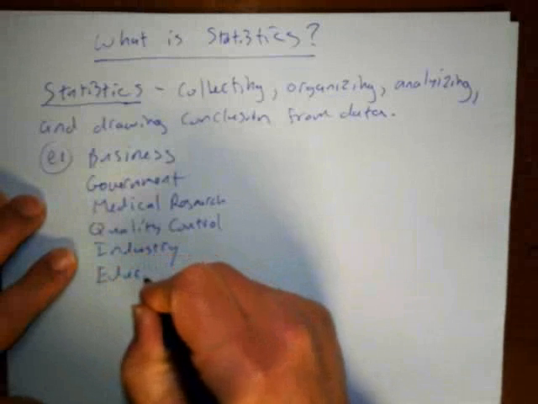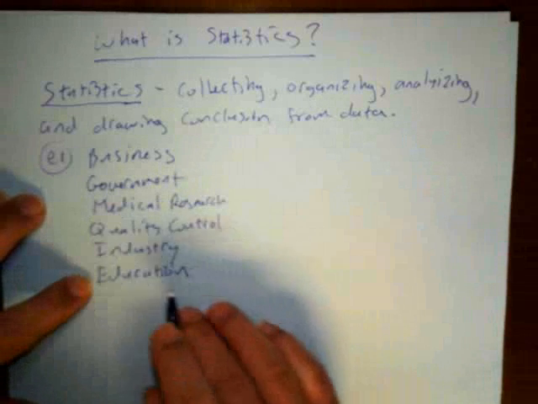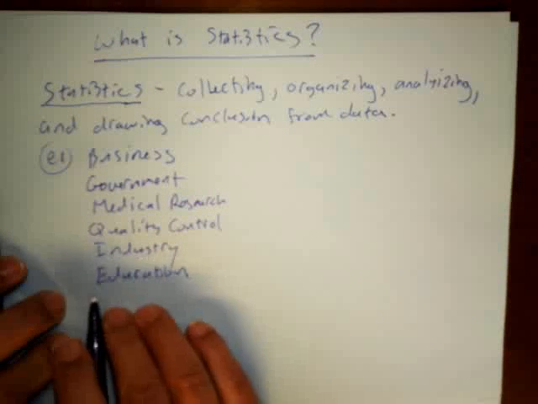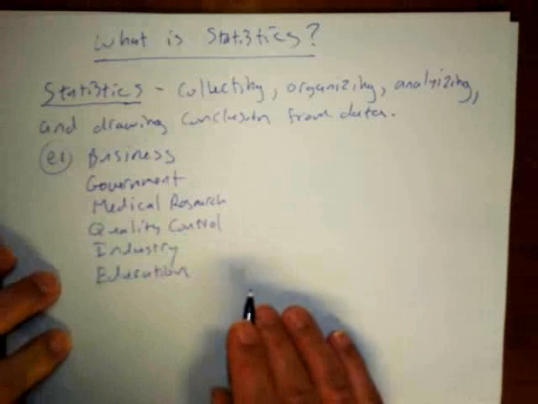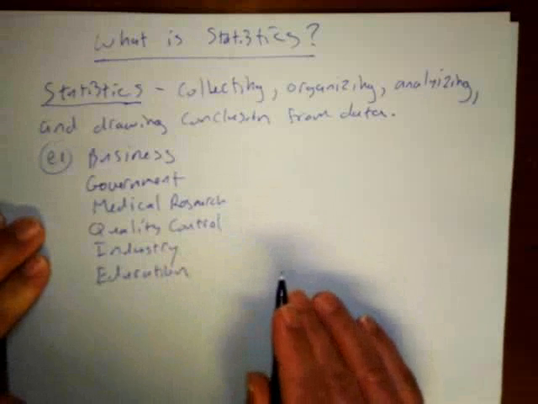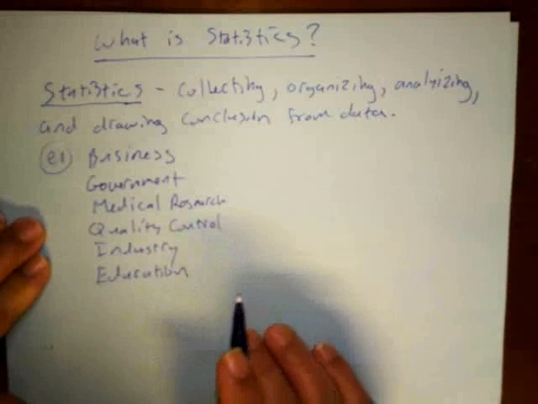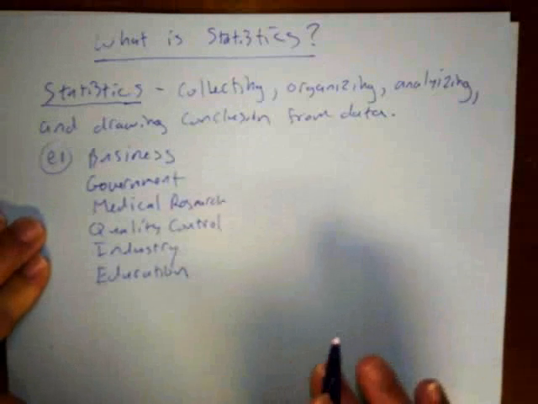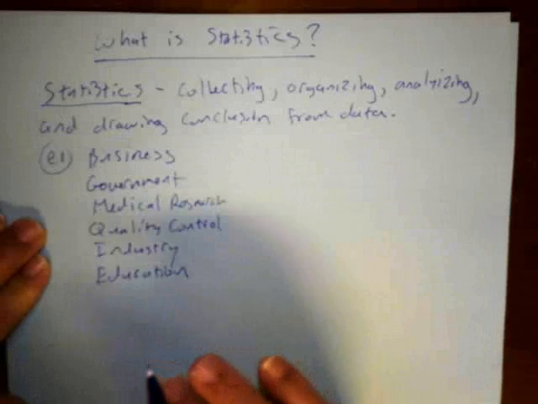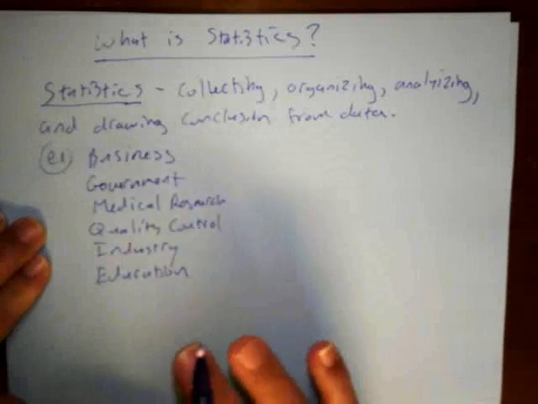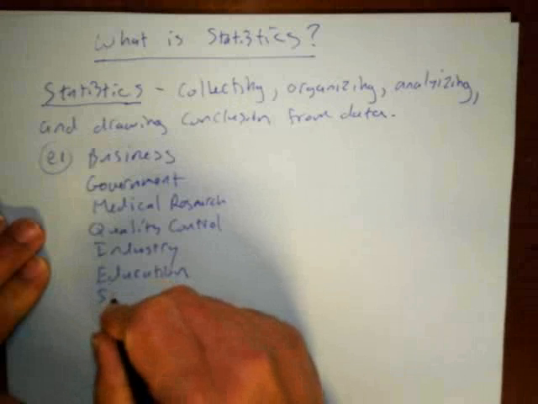Education is another one. Not only do we use statistics to decide the placement, like what classes people should take, or whether people pass a class and learned what they needed to learn, but also whether certain teaching methods are effective or not. There are oftentimes studies that are done, so education in general and educational research, and scholarly research in general.